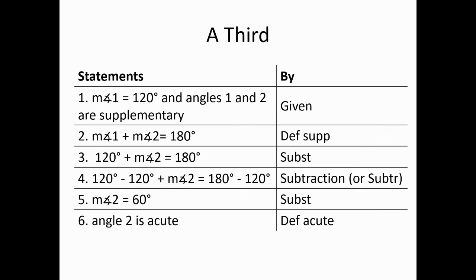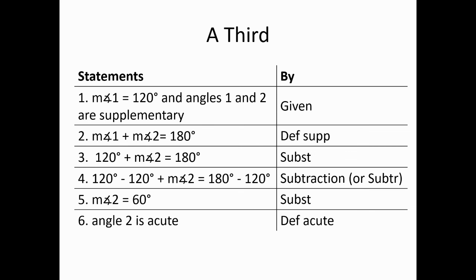Okay, so line number 2. Line number 2 says that the measure of 1 plus the measure of 2 is 180 degrees. Well, how do we know that to be true? Well, we took the statement on line number 1 that angles 1 and 2 are supplementary and applied the definition of supplementary to it. And that definition says that supplementary angles sum to 180 degrees. So line number 2 does come from line number 1 by the definition of supplementary.